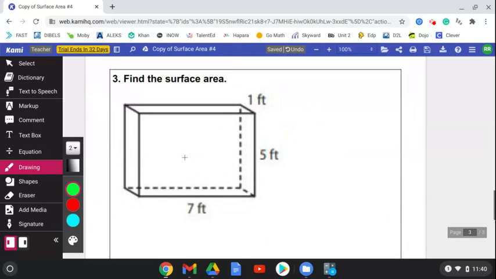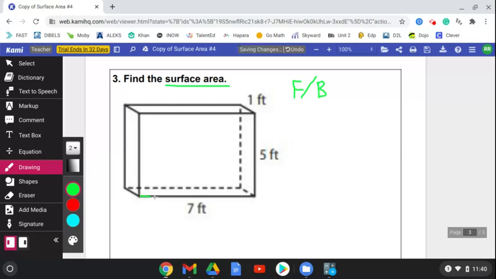Last one here, number 3. Find the surface area. So not volume, surface area. Volume is the amount of space inside. Surface area is the area on the surface, the area of all of the faces. Okay, so first let's find, I could say F and B, front and back.